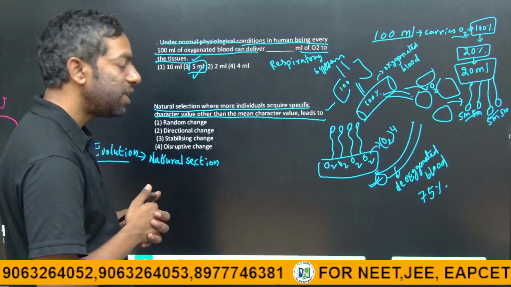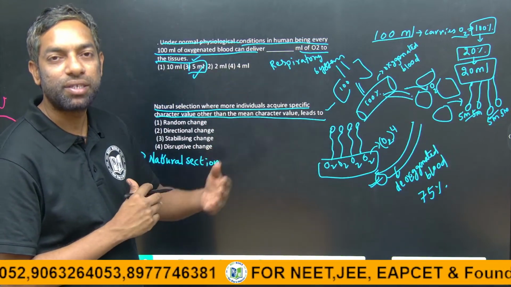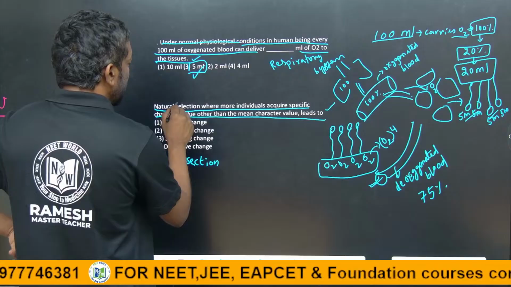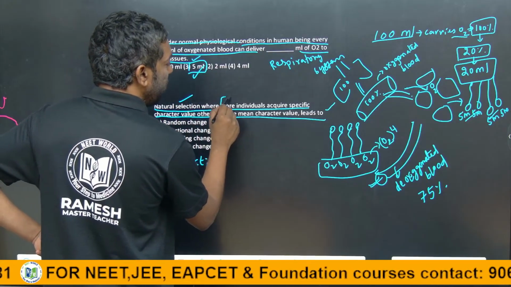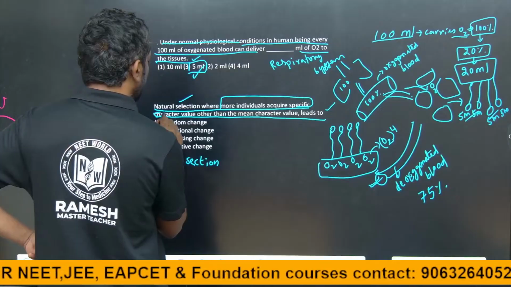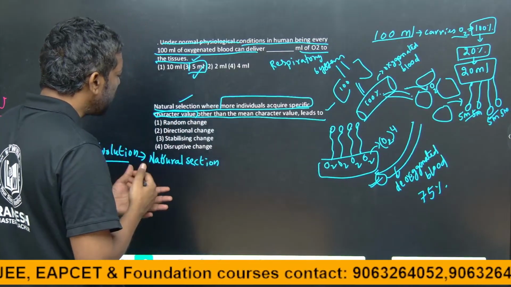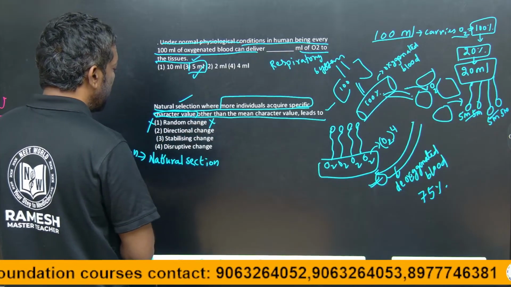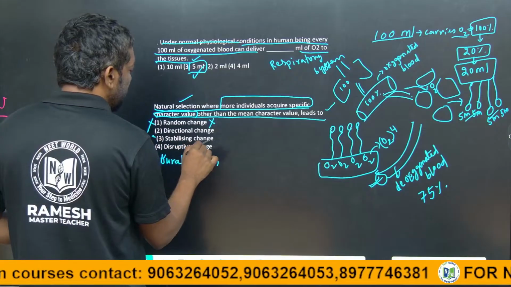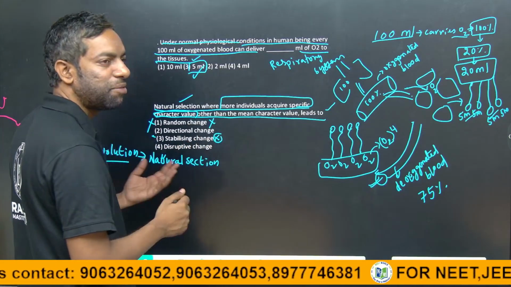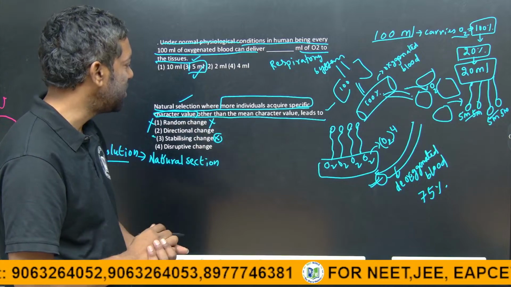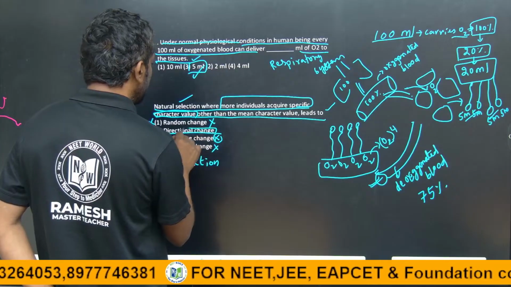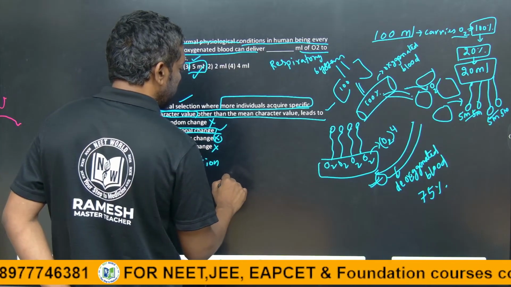This is about nature, natural selection. Nature can select, where more individuals acquire a specific character. If they acquired it, this is not a random change. Directional change, stabilizing change, or disruptive change? If they stabilize, what can change here? No, it is absolutely directional change, guys. One direction to the next direction.